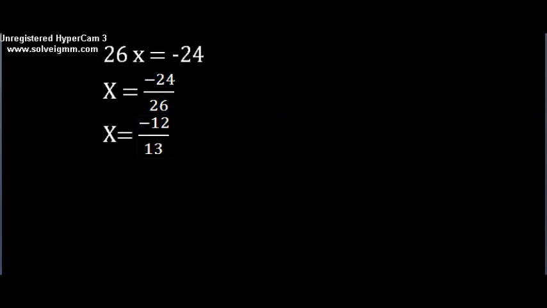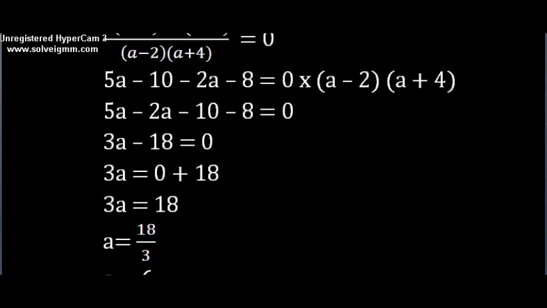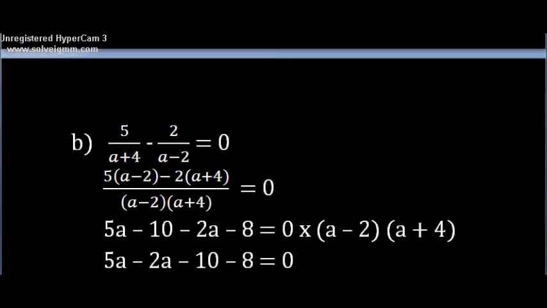This is your answer. And the other questions also you can easily solve in the same way. Whenever you have a single denominator on both sides of the equality, you will cross multiply and you can easily solve the question.